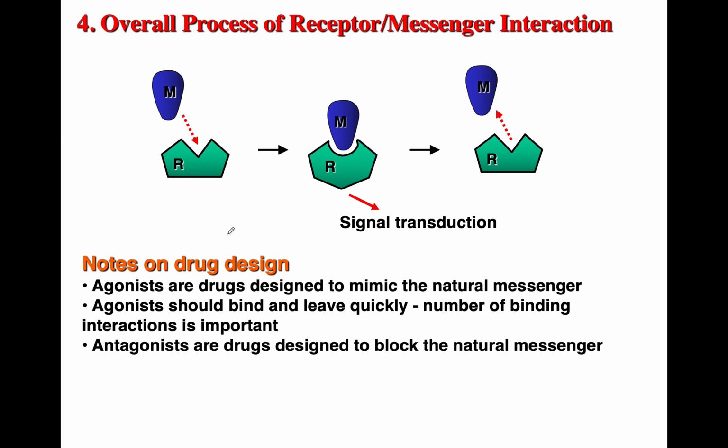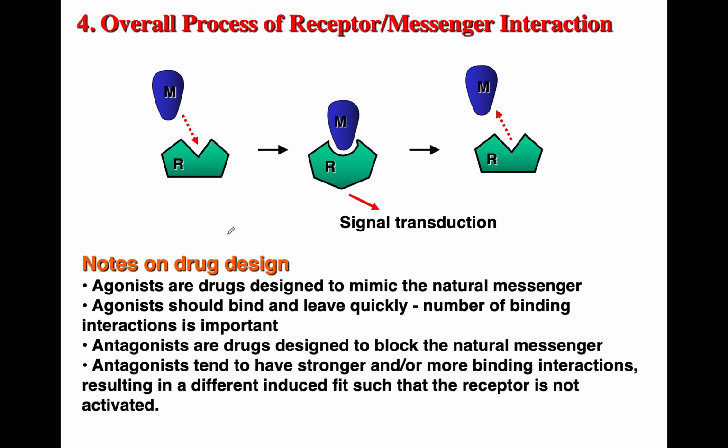Now, when it comes to antagonists, antagonists are designed to block the natural messenger. So they come in, they bind at the binding pocket and block the natural messenger. Antagonists seem to have stronger and more binding interactions. And oftentimes the binding interaction can result from a different type of induced fit than the induced fit from the agonist. Okay, so they bind in such a way that the receptor is not activated.